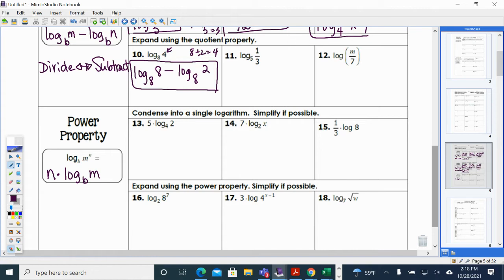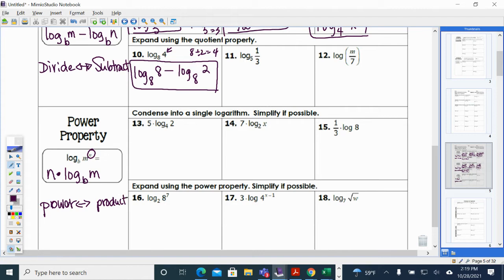Moving on to the power property. Log base b of m to the nth power is equal to n times log base b of m. You can relate this property to the rule of exponents, where if you've got an exponent that's being raised to another exponent, we multiply. So raising exponents to another power means we multiply. And that exponent becomes a product in front of the log. So powers and products. Power and product go together.